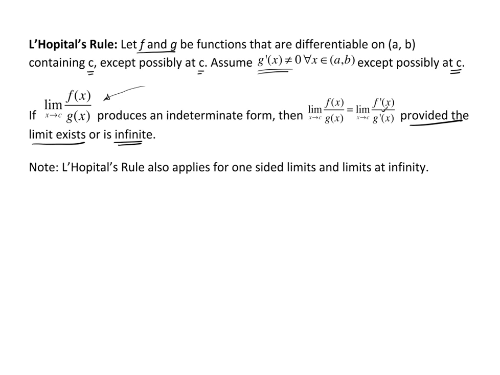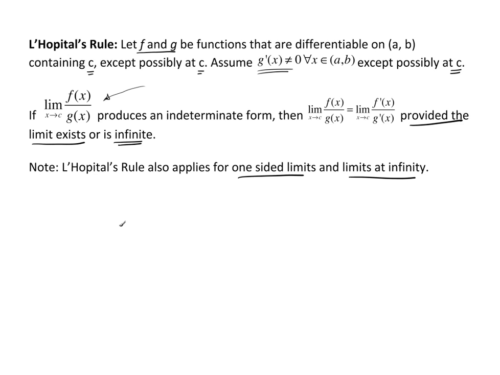Now, once we do this and we take this limit and it's infinite, then we know that the original limit was also infinite. So we went from an indeterminate form to determining that the limit was actually infinite. Or if the limit exists, meaning that it goes to some real number, then we know the original limit went to that real number. Now, you can apply L'Hopital's rule for one-sided limits and limits at infinity. So you can use L'Hopital's rule also in those situations.